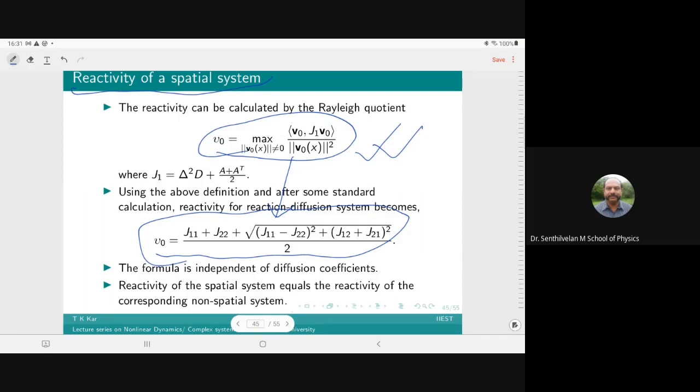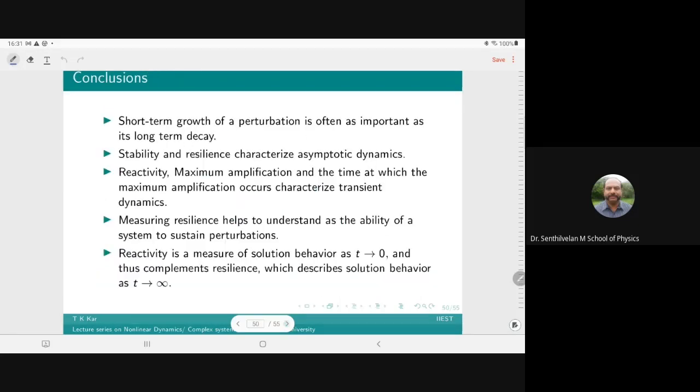Okay, then I will conclude with some possible conclusions. Both the short-term growth of perturbation and the long-term decay are important. Mainly we consider the long-term behavior, but short-term is equally important. Stability and resilience characterize asymptotic dynamics, and reactivity, maximum amplification and time are considered as the transient dynamics. Reactivity is measured as the behavior as t tends to 0, and resilience is measured as t tends to infinity, so they complement each other.